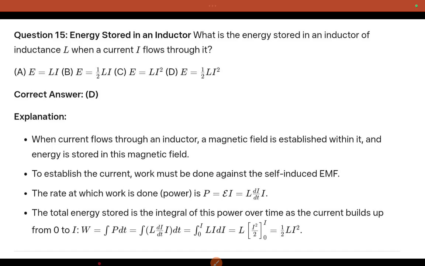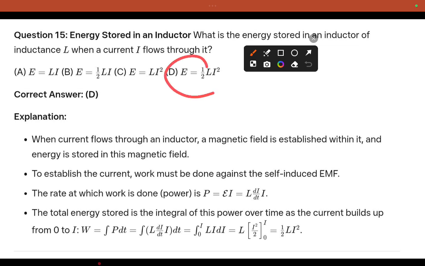Question number 15 relates to the energy stored in an inductor. What is the energy stored in an inductor of inductance L when a current I flows through it? The answer is 1 by 2 L I square. When a current flows through an inductor, a magnetic field is established within it, and the energy is stored in this magnetic field.